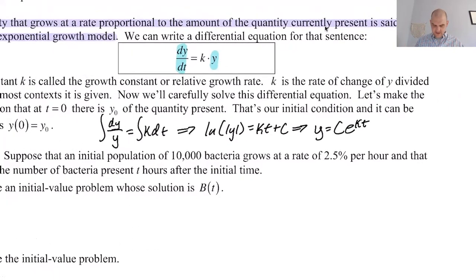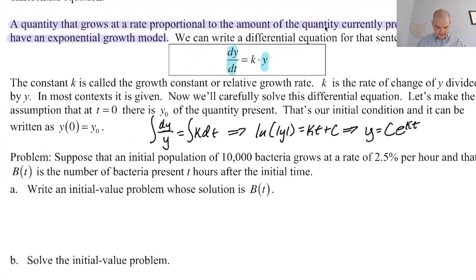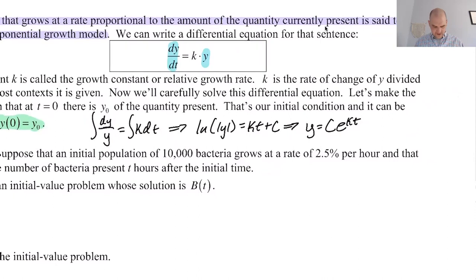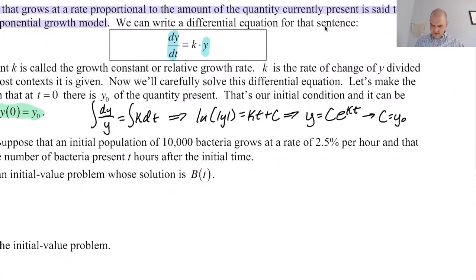So this is the general solution. But if we know this piece of information, that our initial condition, that y of 0 is equal to y0, we can solve, right? And so if you plug in 0 for t, you get e to the 0, which is 1. So that means that C is actually just y sub 0, which is like a weird thing that you do often.